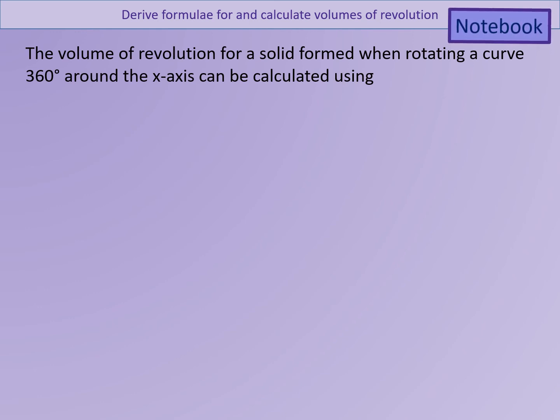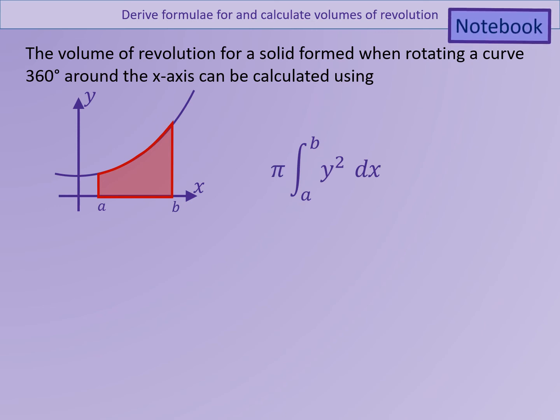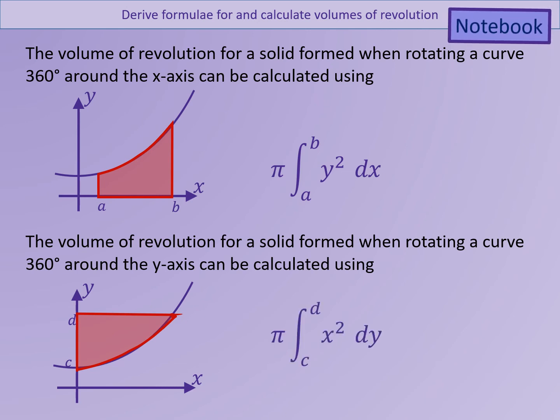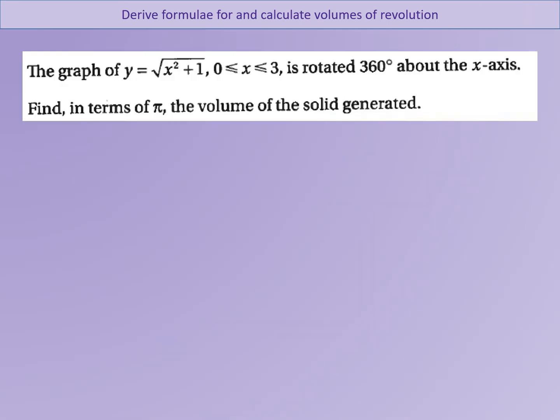So the volume of revolution of a solid formed when rotating a curve around the x-axis can be calculated using this formula. And a volume of revolution for rotating around the y-axis can be calculated using this formula. Notice that the limits need to be x for the rotation around the x-axis and y for the rotation around the y-axis. Pause the slide now and calculate this volume of revolution.